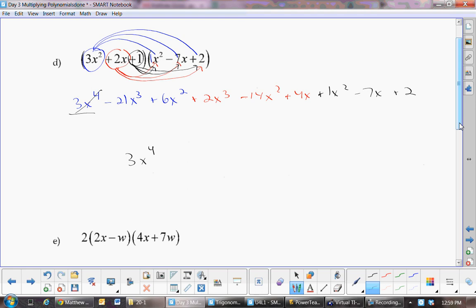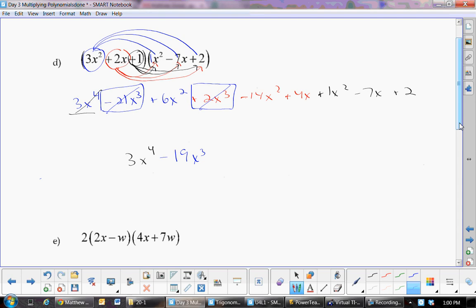Okay, now I got 21x cubed. Do I have another x cubed? Okay, so I got a 2x cubed. I'll keep looking. Is there any more? No, so that would give me negative 19x cubed. And I will cross them out, in case I come across another x cubed later, then I know, oh, I missed them. As opposed to, I'm pretty sure I got them.